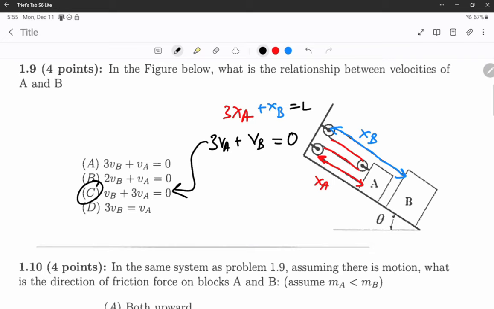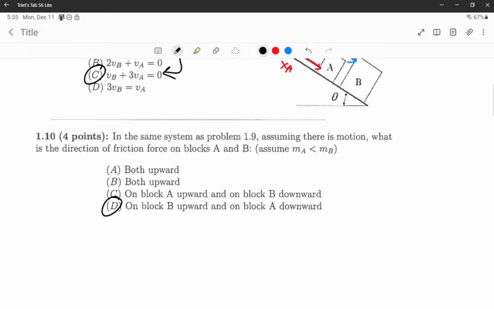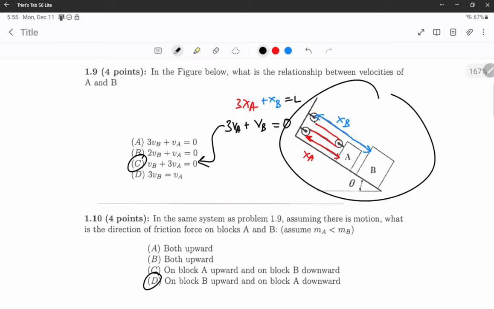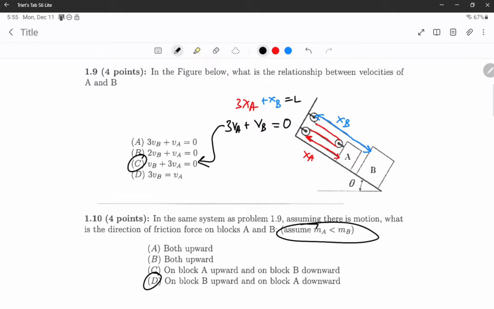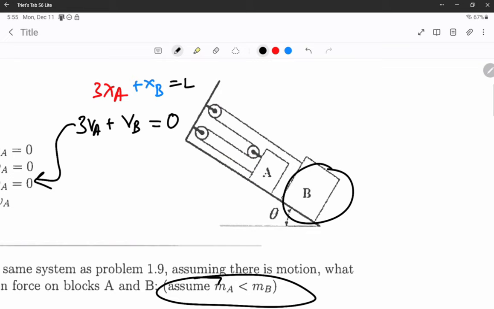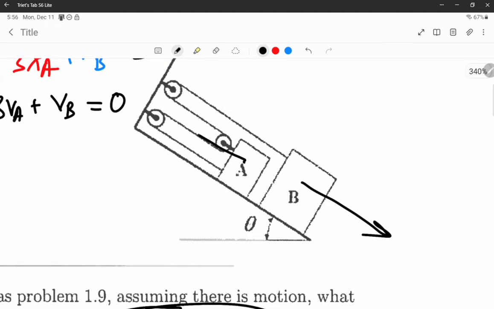1.10, in the same system as problem 1.9, so the same system I just analyzed, this system. Assuming there's motion, what is the direction of the friction force on blocks A and B? Assuming MB is greater than MA. So if you look at this problem, if MB is greater than MA, the motion of B is going to go this way. And if B is going downhill, then A has to go uphill, right?